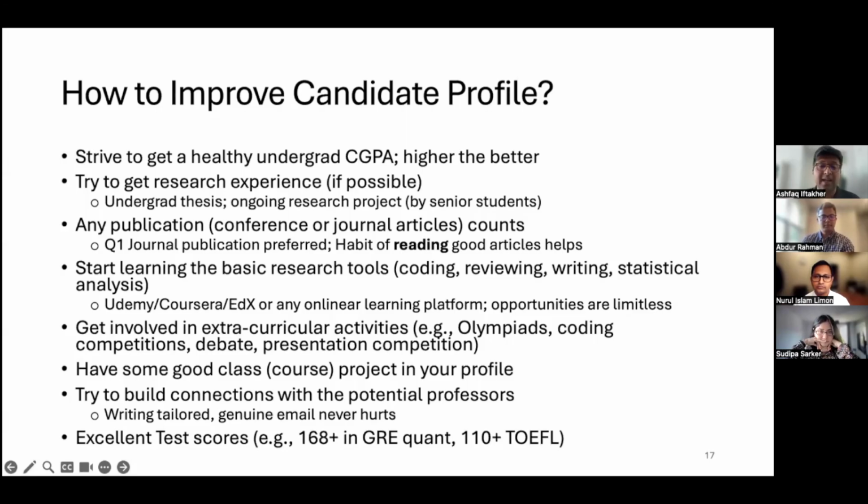Yes, but I would say try to have those publications in a Q1 journal. If you have a publication that is not in a Q1 journal, I'm not going to name any names, in most cases it may not look good on your CV if you are trying to go to top schools. And one thing that I would encourage a lot is to have the habit of reading good articles.